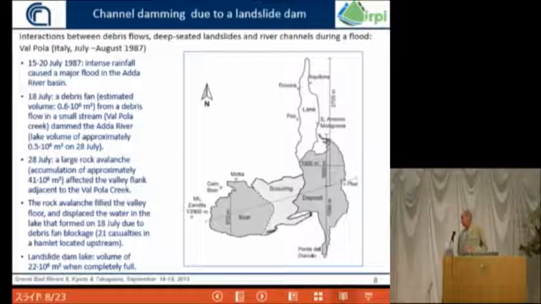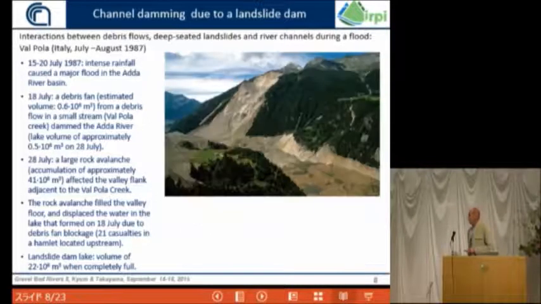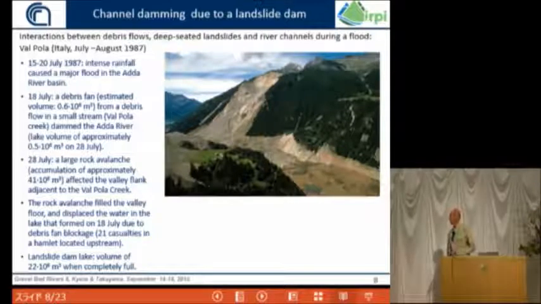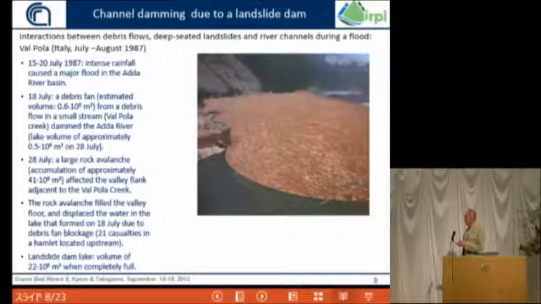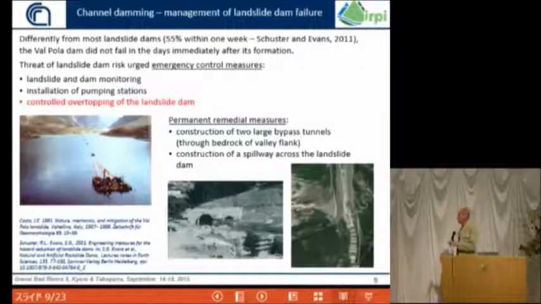The landslide dam had a volume of 22 million cubic meters when filled. Fortunately, the landslide dam didn't fail. The flank of the valley that failed was forest covered, and there's also a picture of the large amount of logs transported by the landslide. There was a difficult situation to manage because of the threat of landslide dam overtopping and failure. So some emergency control measures were taken.